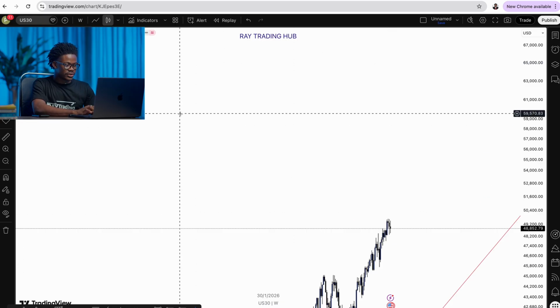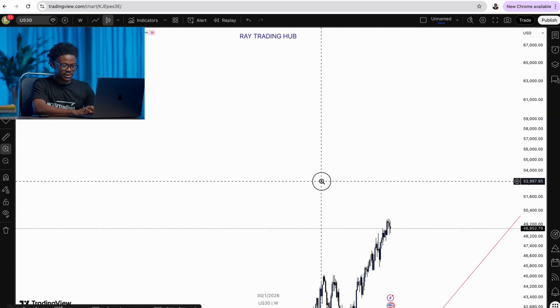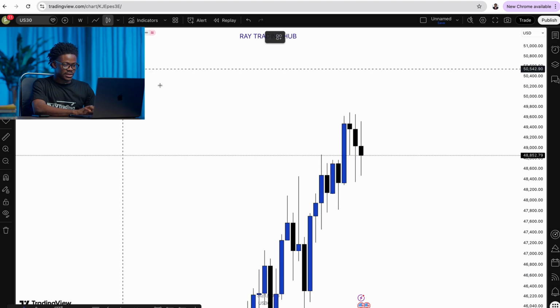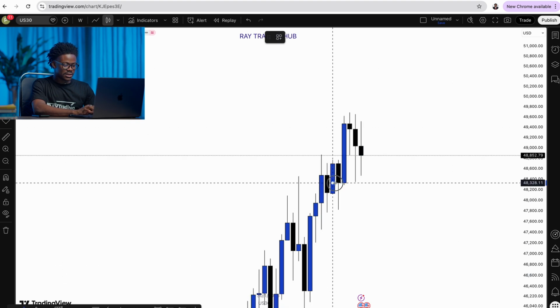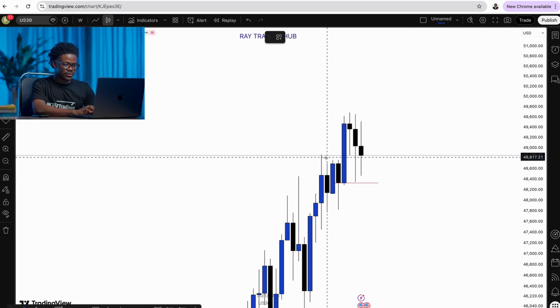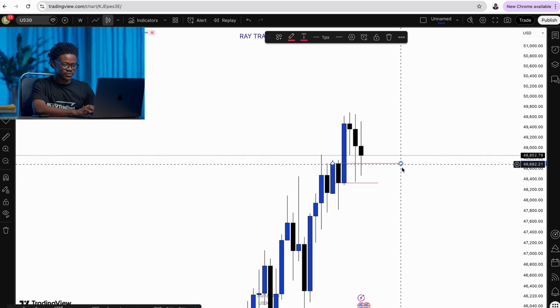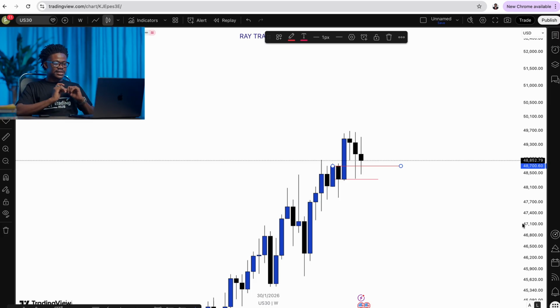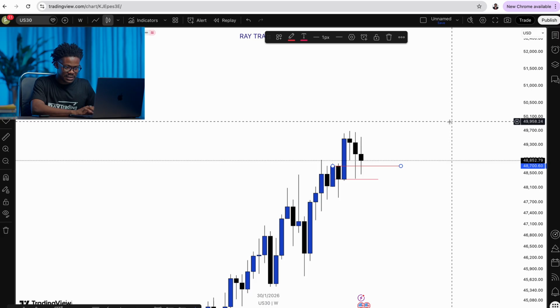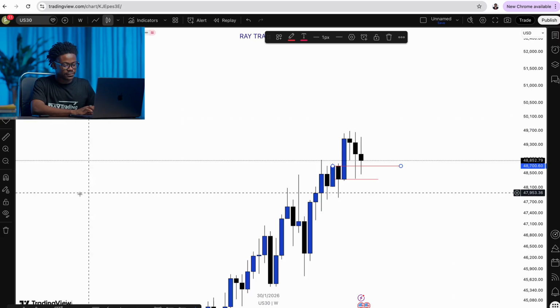Looking at the current reaction on the weekly from this level, you could see that, okay, price is actually reacting from this key level. So I'm expecting a buy continuation from here. So where is the next level target for US30? The next level target for US30 is 50,000.